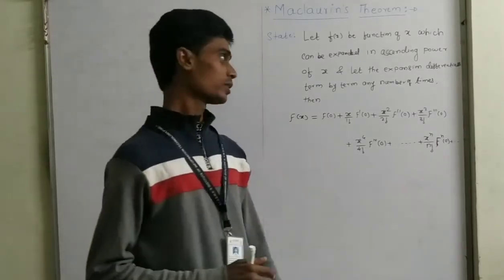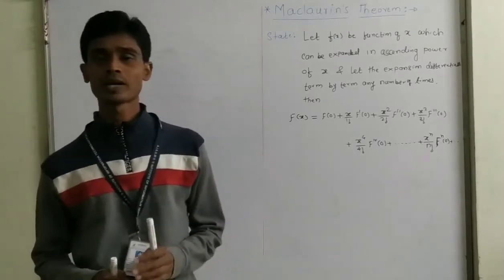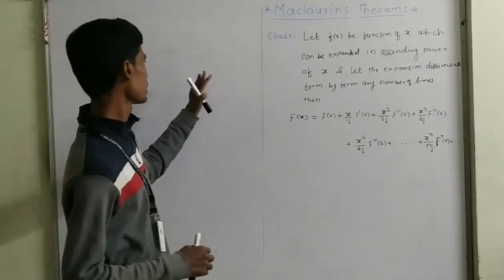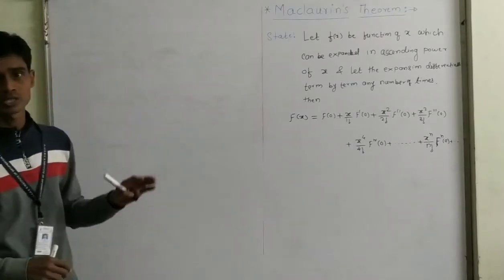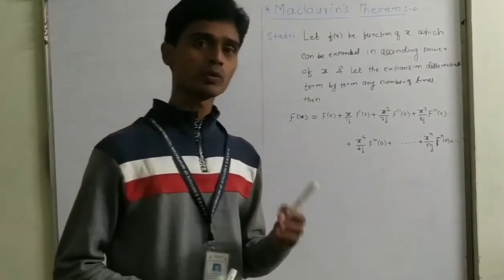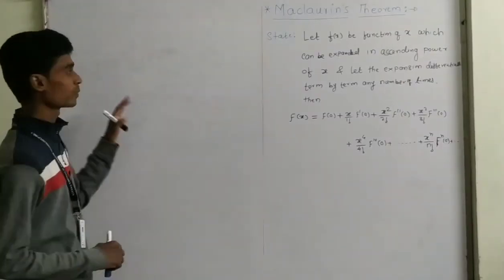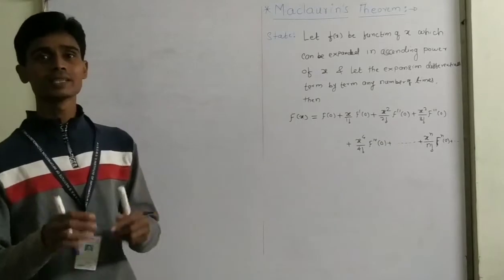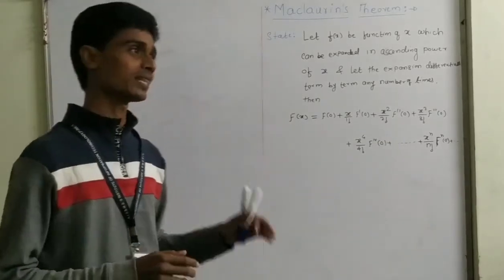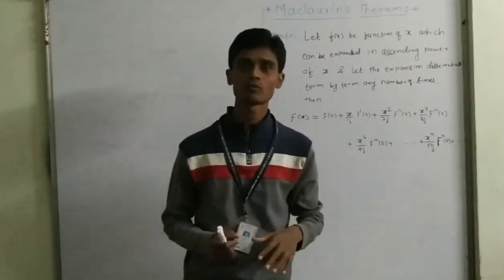So let's begin with the second video on Maclaurin's theorem. Using this Maclaurin's theorem, we find the expansions of sin x, cos x, log(1 plus x), log(1 minus x), 1 upon 1 plus x, 1 upon 1 minus x. Such types of expansions we find. Also, an important thing is the binomial expansion of (1 plus x) raised to n. So using this theorem, we find the series expansion of all these functions.